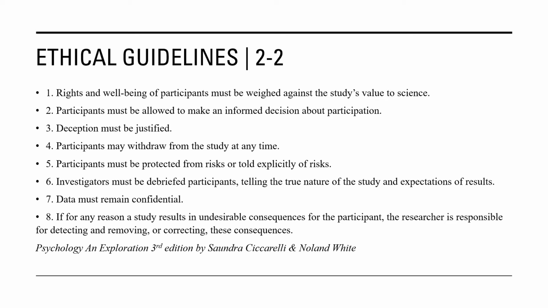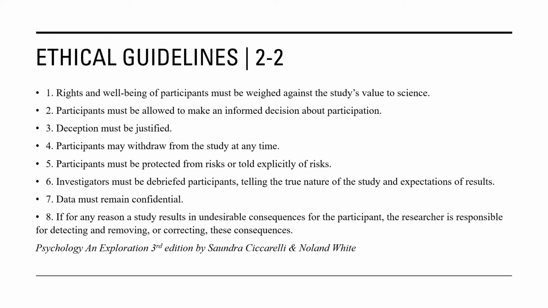2, participants must be allowed to make an informed decision about participation. So informed consent means you tell the participants enough about the study so that they can decide whether or not they want to participate. 3, deception must be justified. There are cases when a researcher may need to deceive a participant, but if they decide to deceive a participant, it has to be a good reason for deceiving them.